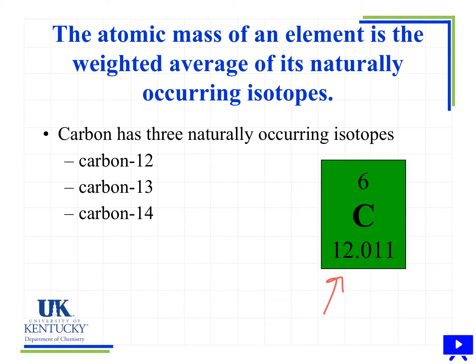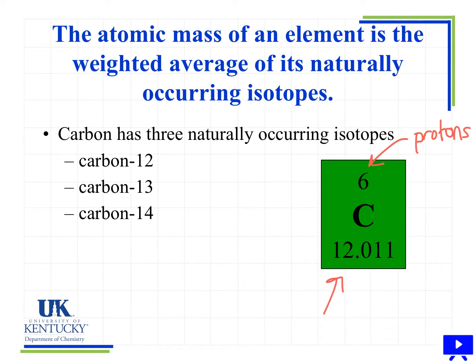12.011. This results because there are actually multiple isotopes of carbon that exist in nature, and we can label these as carbon 12, carbon 13, and carbon 14. And that tells us something about the number of neutrons, because we know that the number of protons in carbon must be 6. So if the mass is different, it's due to a different number of neutrons.